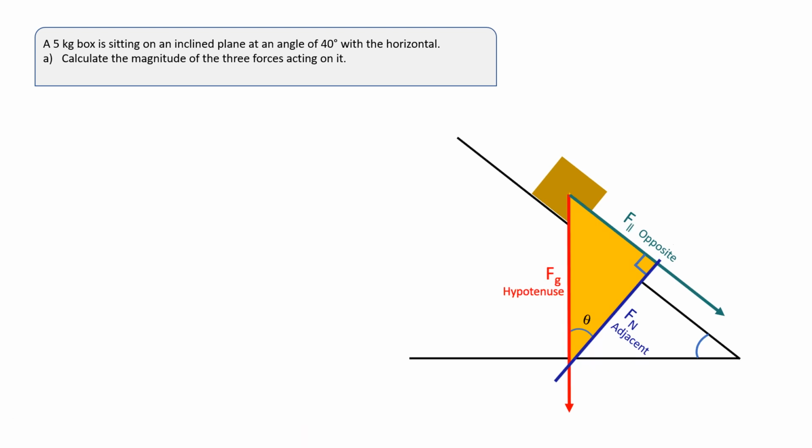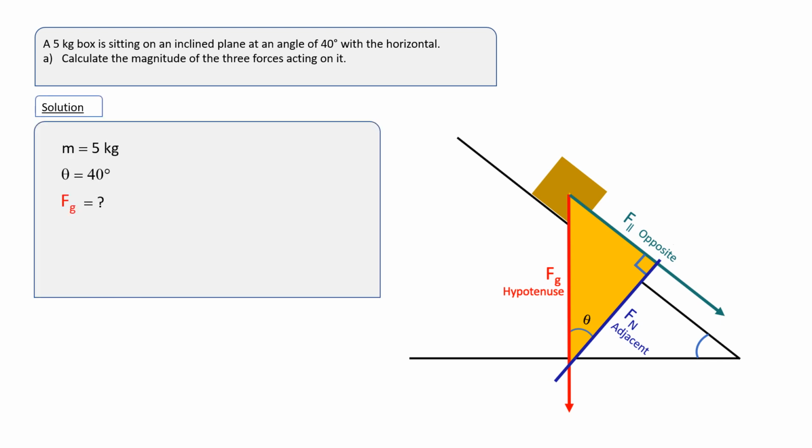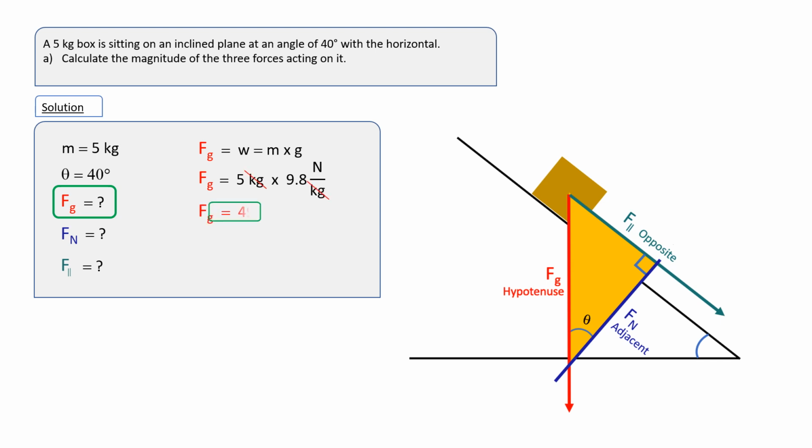As with any word problem, we start our solution with a list of what's given and what we are looking for. Let's first solve for Fg. Recall that the gravitational force on an object is its weight, W, which can be calculated by multiplying its mass, m, by the gravitational field intensity, g. On Earth, the gravitational field intensity is equal to 9.8 newtons per kilogram, giving a magnitude of 49 newtons for Fg.